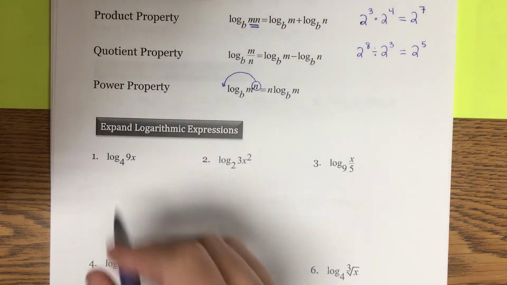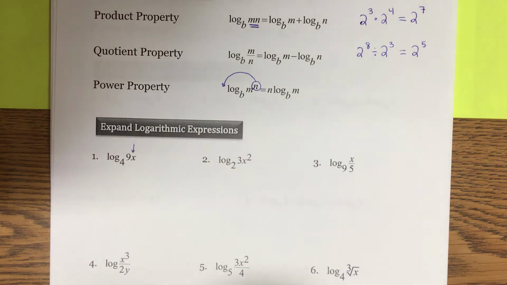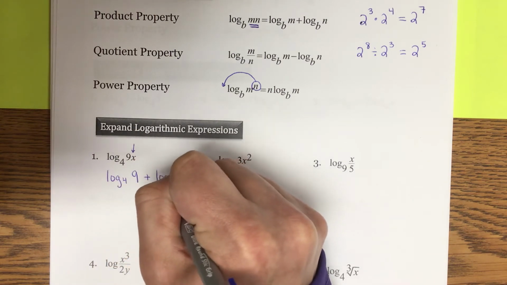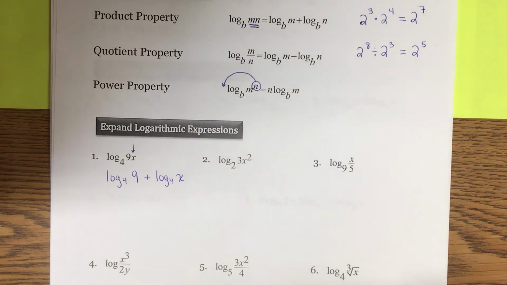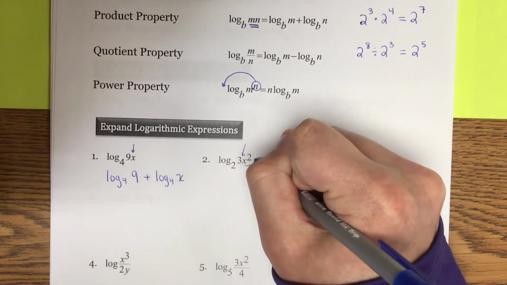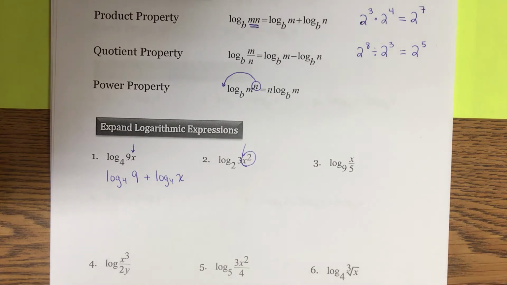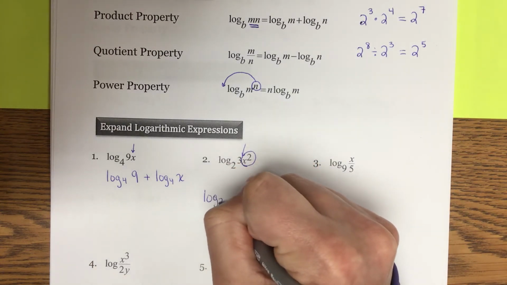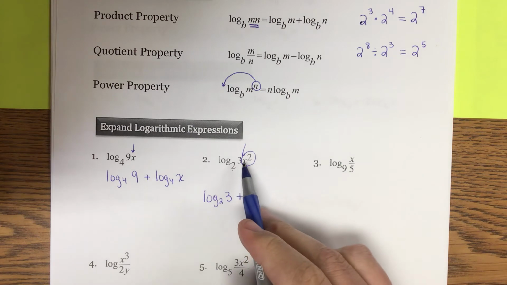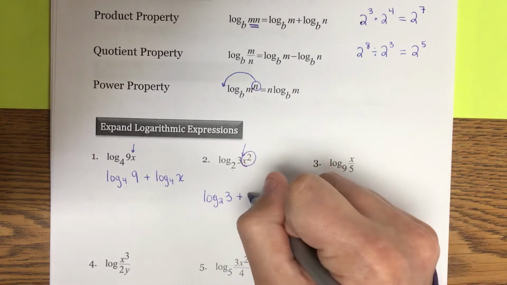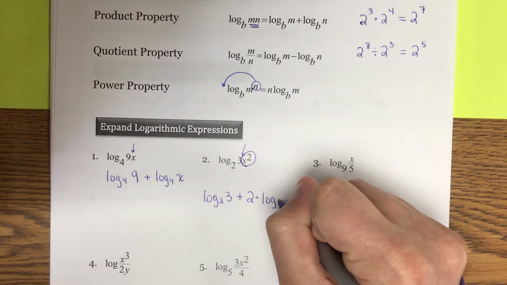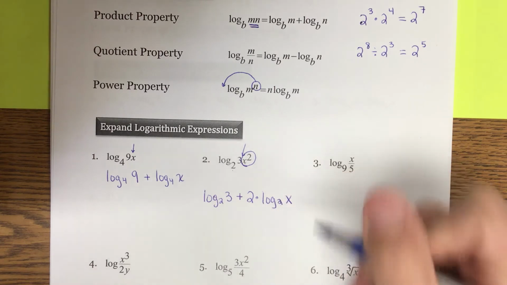So you're looking for multiplication, you're looking for division, or for powers. That's it. So for problem number 1, that is 9 times x. So I'm going to write this as log base 4 of 9 plus log base 4 of x. That's the expansion. For problem number 2, I see both multiplication and I see a power on the x squared. So I have two properties here. So I'm going to start with log base 2 of 3 plus, but before I write log base 2 of x squared, I'm going to put a coefficient of 2 here to represent the power property. So I'm going to write log base 2 of x to finish this problem.